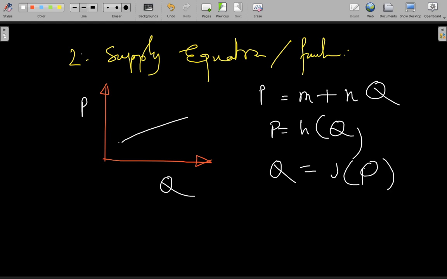So again, here this is my endogenous, and this is my exogenous. Here again, this is my endogenous, and this is my exogenous.